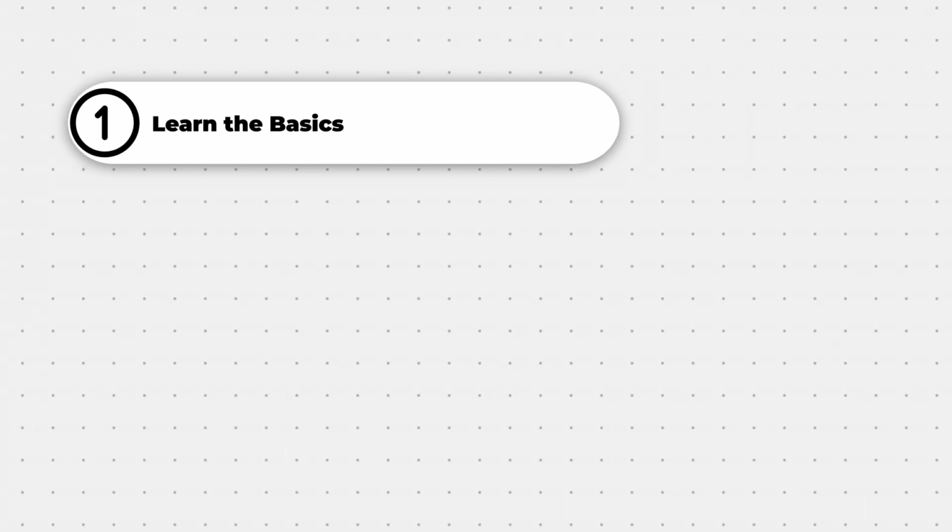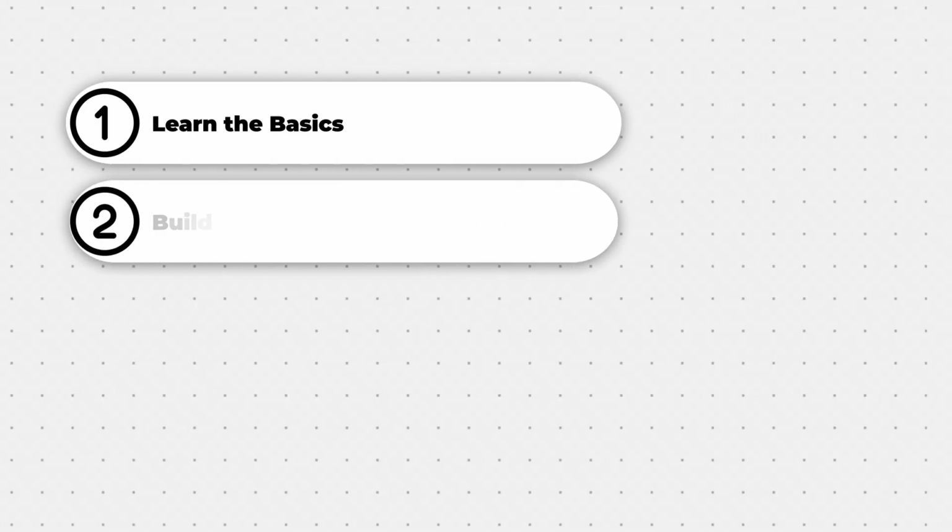Learn HTML, learn CSS, vanilla CSS, and JavaScript. Forget Tailwind, forget Bootstrap, forget all of that. Just the basics, how buttons work, how forms work, how to style using vanilla CSS, how to add functionality using JavaScript. Step number 2, build by hand.